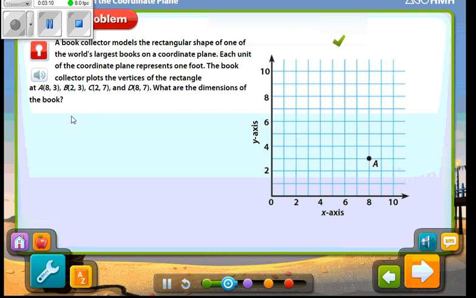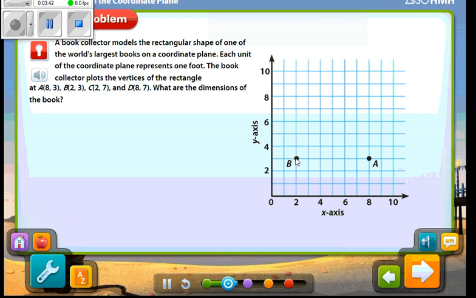Okay, now we're going to plot. This is the location for point A. Now plot the point for B (2, 3). Start at 0. We're going to go over to the right 2 for x on the x-axis, and then we're going to go up 3 on the y-axis for y. This is the location for point B.